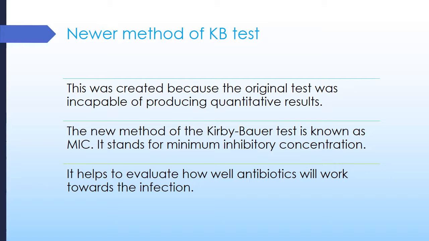A newer method of the Kirby-Bauer test was created because the original was incapable of producing quantitative results. The new method of the KB test is known as MIC. It stands for Minimum Inhibitory Concentration. This helps to evaluate how well antibiotics will work towards the infection.